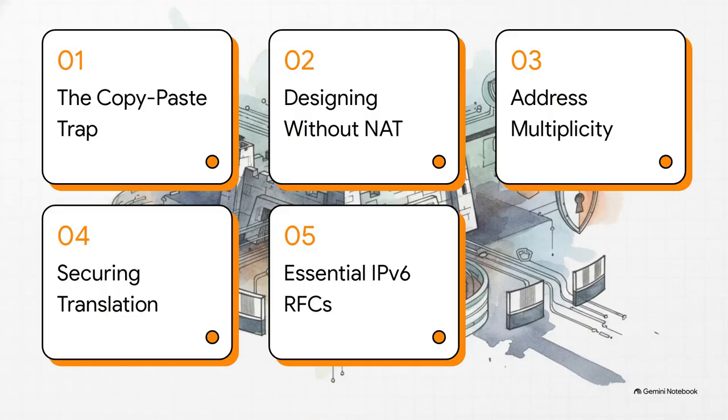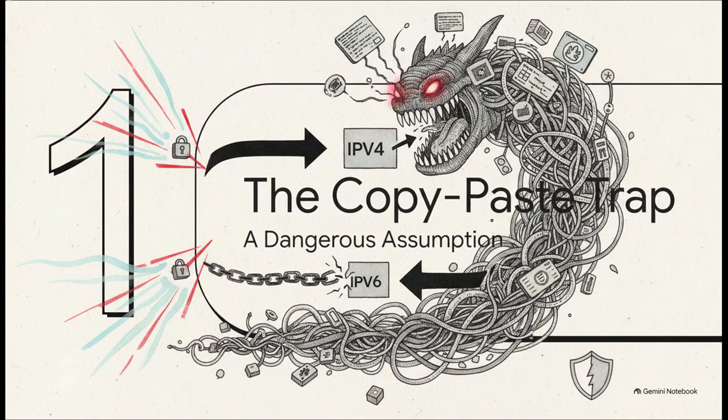All right, let's quickly look at our agenda for today. We'll start with the copy-paste trap, then move into designing without NAT, tackle the address multiplicity challenge, explore securing translation mechanisms, and finally wrap up with essential IPv6 security RFCs. Okay, kicking things off with Section 1, the copy-paste trap.